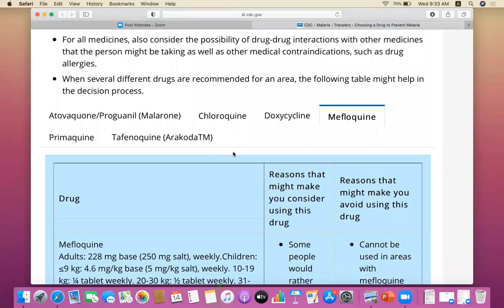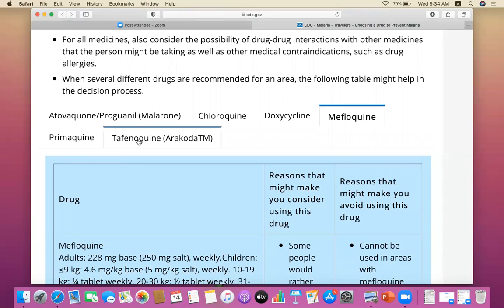Then we have seen chloroquine, mefloquine, and primaquine, and among these three, primaquine is not considered in pregnancy. Let us see about tafenoquine.